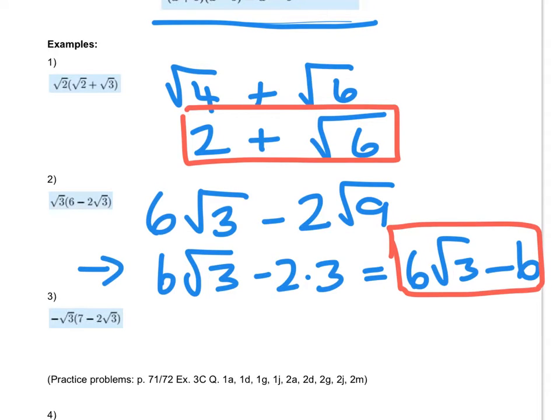People will do 6 minus 6 here. That's totally wrong. They cannot be combined because they're not like terms. They don't have the same radical part. That's a 6, not a b, by the way. Let me tidy that up, yeah. Okay, next one.